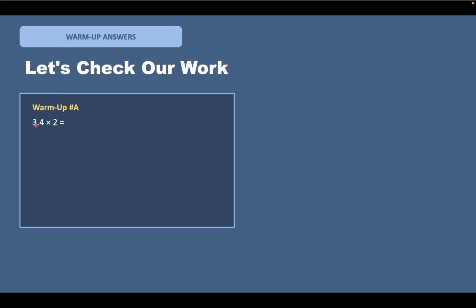Okay, so the first one, remember this is what we learned in our last lesson. When we're multiplying by a decimal, we first multiply as if they were whole numbers. So we could do this as 34 times 2, and that'll give us 8 in our ones place and 6 in our tens place. Then we count how many digits are behind the decimal point. Here we just have one digit behind the decimal point and none here. So our answer is going to have one digit to the right of the decimal point. So our answer here is 6.8.